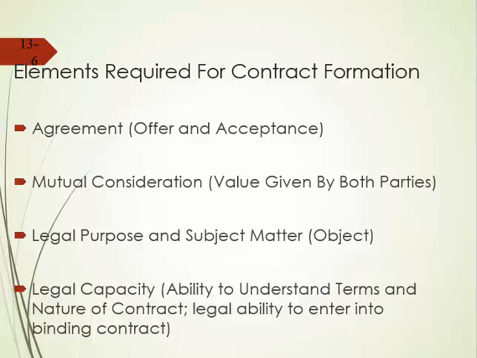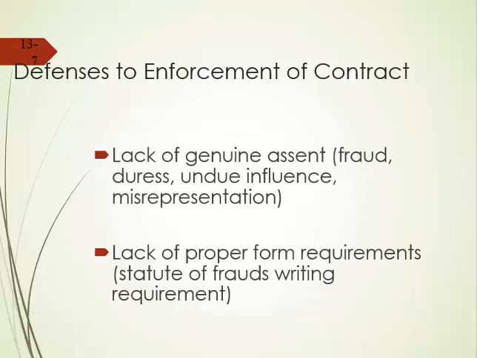So we've seen this in numerous chapters. There must be a legal ability to enter into a binding contract. Okay, so how do you defend against the enforcement of a contract? So 2 big areas, lack of genuine assent and lack of proper form requirement. And form requirement doesn't mean that you downloaded the wrong form off the interweb. Form refers to the formality required.